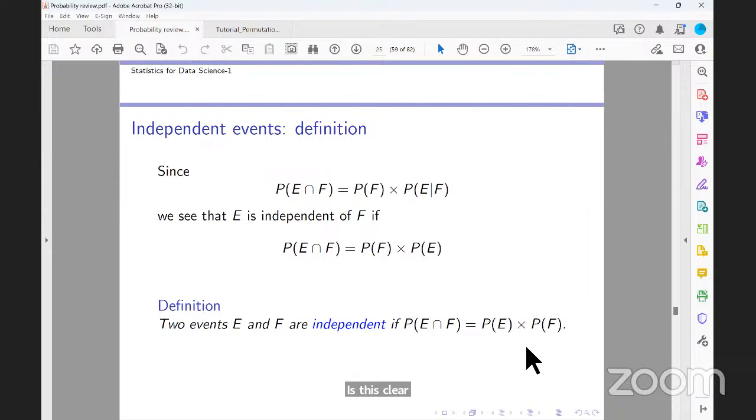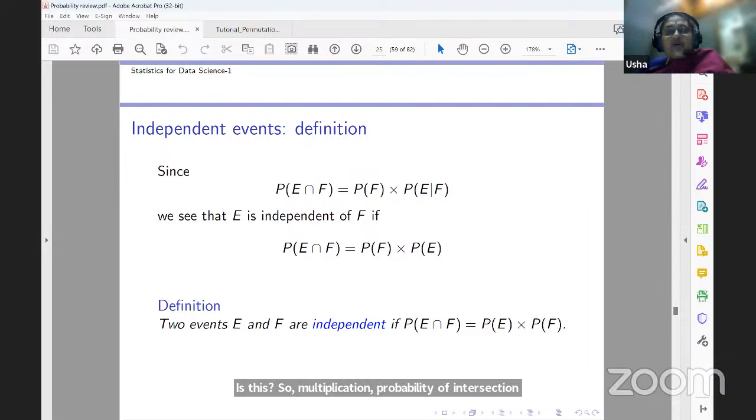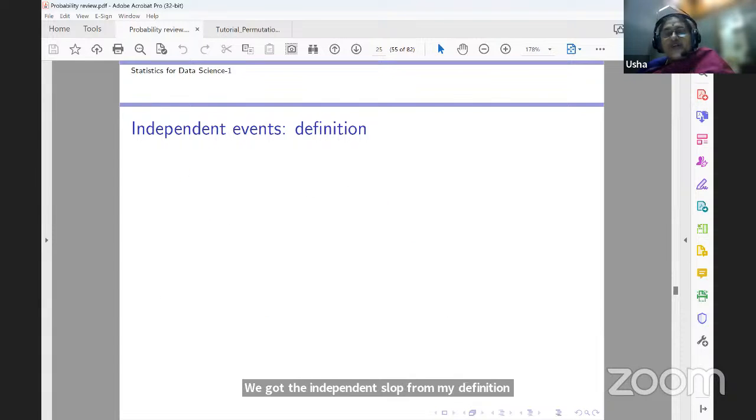Okay. Now you remember disjoint events: probability of the union is the sum of the probabilities. Independent events: probability of the intersection is the product of the probabilities. So multiplication, probability of intersection is product of probabilities, independence. And how did we get that independence law? We got the independence law from the definition of conditional probability.